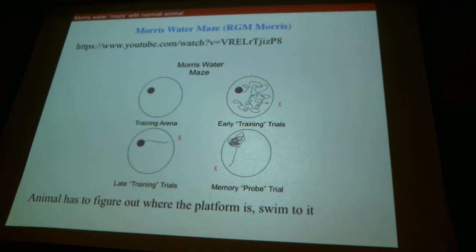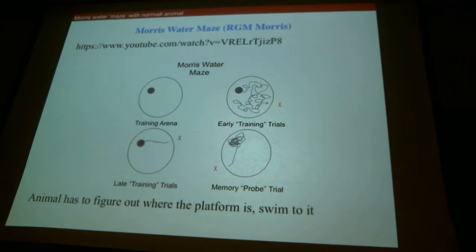Okay, but if we're talking about rats, how are we going to investigate what we mean by memory or learning in these animals? The most fundamental task or paradigm that people have used in rodent research is called the Morris water maze. It was invented by a guy named Morris. And, oh, I have a video. I'll show you a little video.